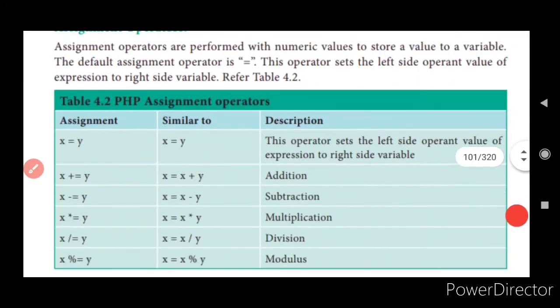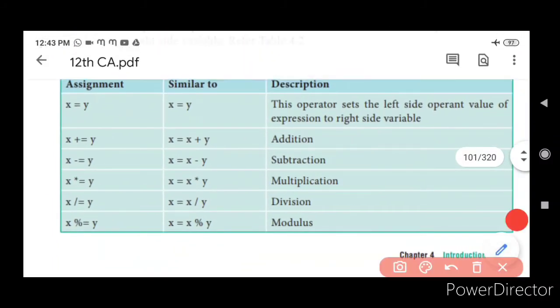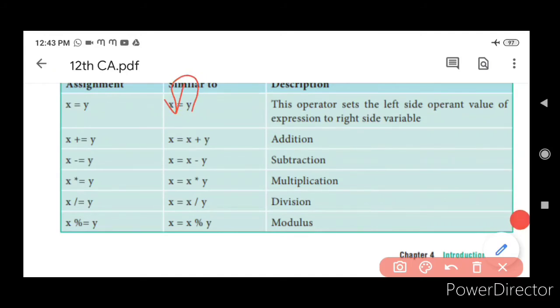What about the assignment operator? The assignment operator is the equal to operator. What does it do? It just assigns values. For example, x = y. What is it actually? The value of y is assigned to x. Next you have certain assignment operators here. x += y. What does it actually mean? x = x + y, which is an addition of x with y, and the value will be stored back in x itself. x -= y is actually x = x - y.